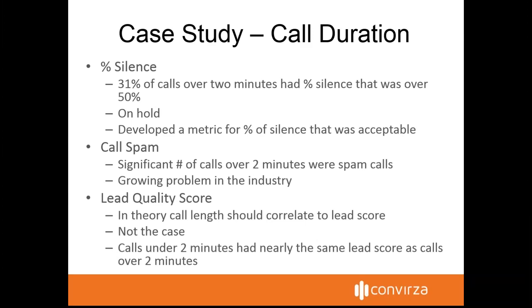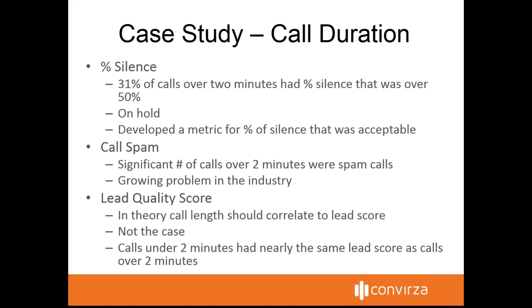The way our system calculates a lead score is we give you a lead score between 0 and 100 for every single phone call. The higher the lead score, the better the lead is, and the more likely that lead is to convert to revenue, and I'll explain that more fully in a moment. But in theory, if duration is a good thing, the longer the call, the higher the lead score should be. Now, that was the case in most cases, but not in all cases.